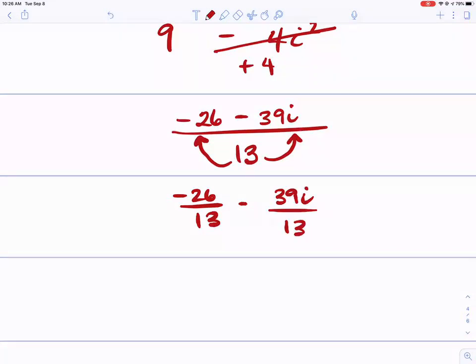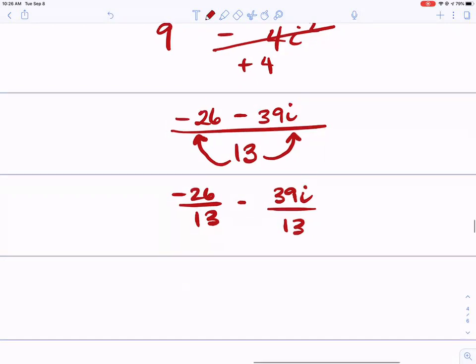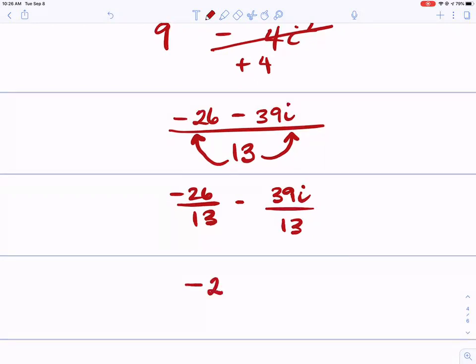So now my pieces are separate. This is more standard form, but my fractions still need to be reduced. So when you reduce the first fraction, what do you get? Negative 2 minus the second fraction. Negative 3i.